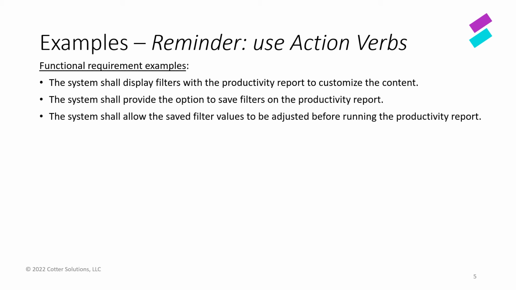So a few examples, the individual statements starting with the system shall. In the first example, it says the system shall display filters. Again, is that an observable action that you possibly could see on a screen? The system shall provide the option to save filters. Can you see perhaps a save button or a pop-up on a window that says, do you want to save before continuing? Again, we're looking at observable actions of what the system must do, not how, but what.